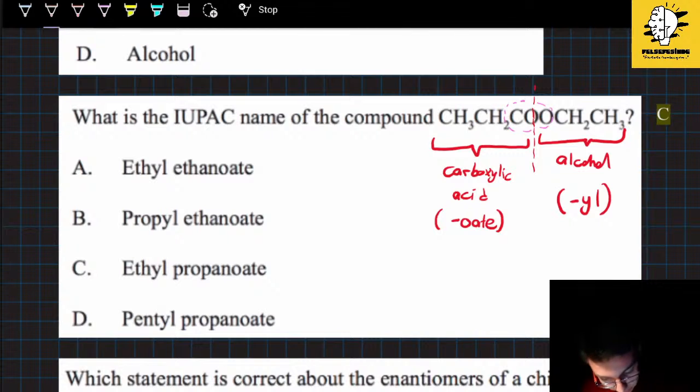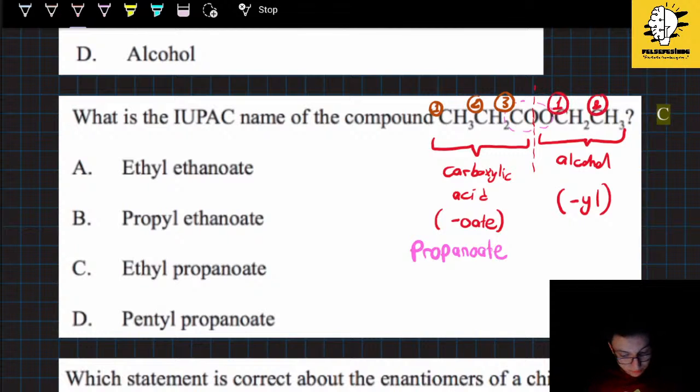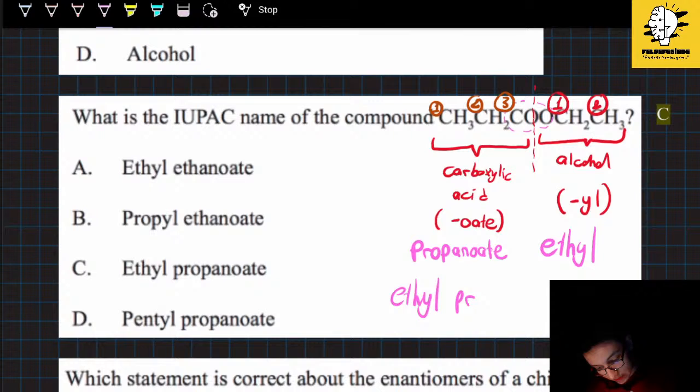Carbon, how many carbons are there? 1, 2, and 3. This means prop. Actually propan. And then we will add the -oate part, making it propanoate. And from here we have, let's see, 1 and 2 carbons, so this will be ethyl. So this is ethyl propanoate, right?